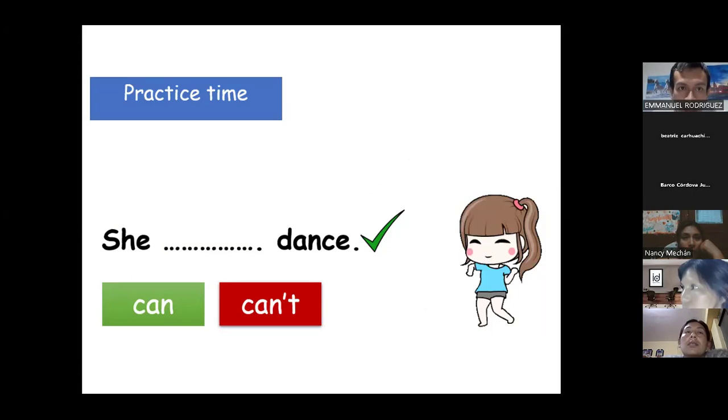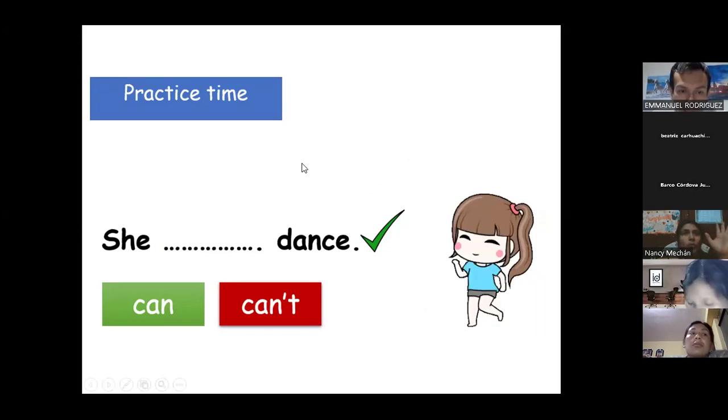Pero antes de comenzar con esta práctica, hago una pregunta general. ¿Han comprendido el uso del modal verb can en lo que se ha explicado? ¿O tienen alguna duda o pregunta?